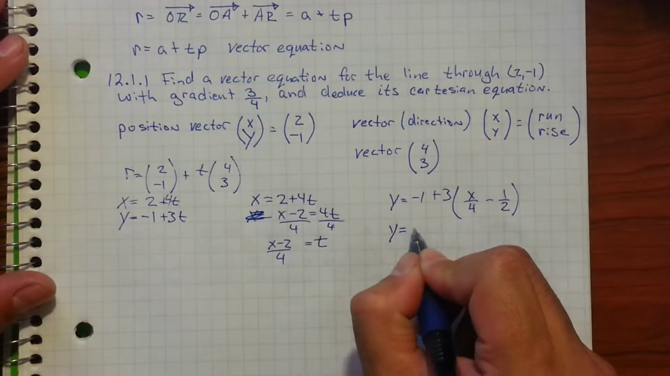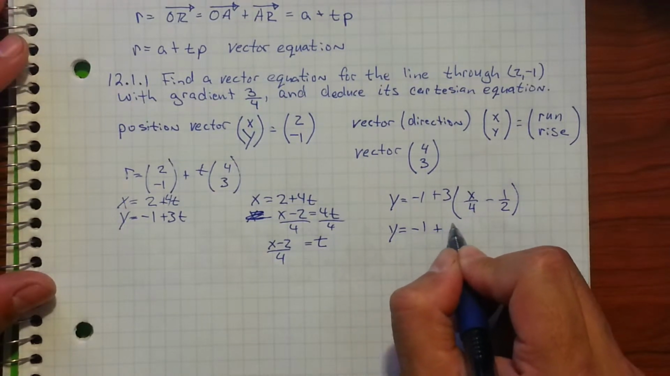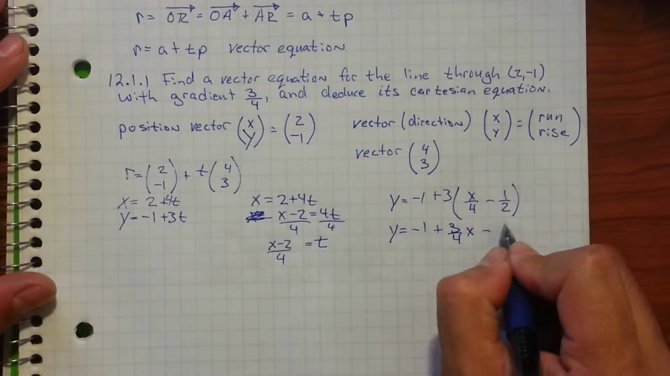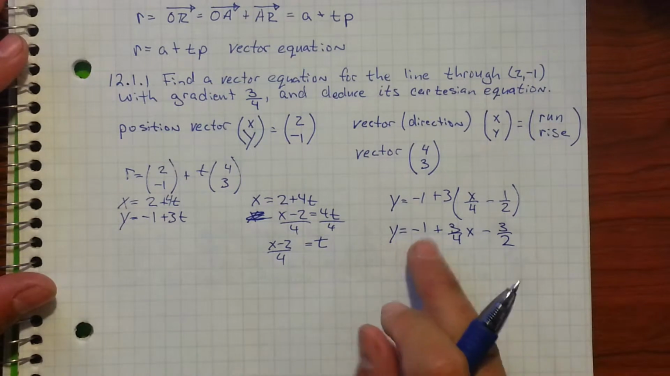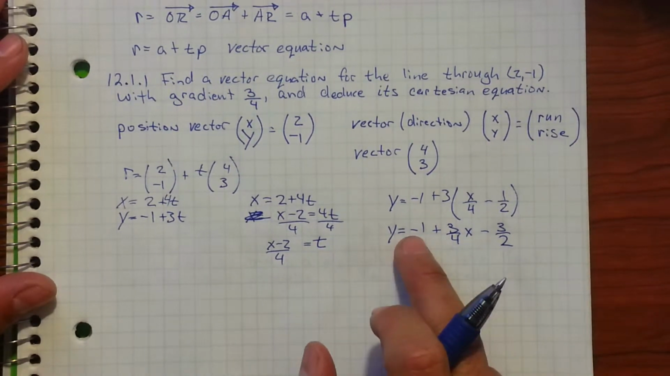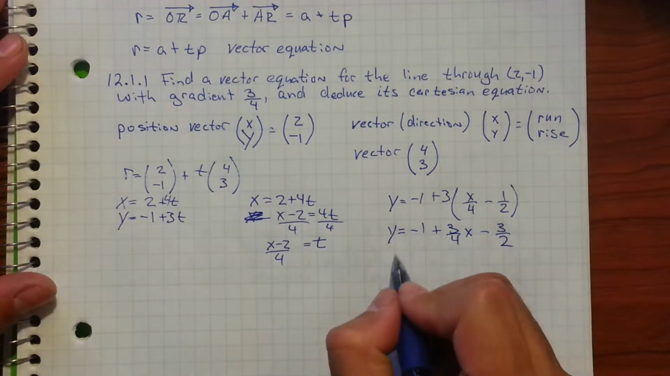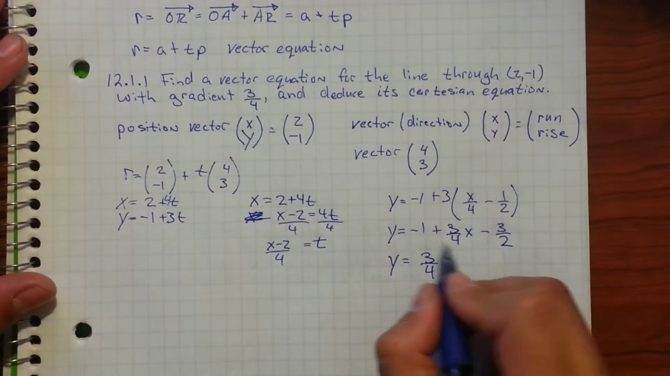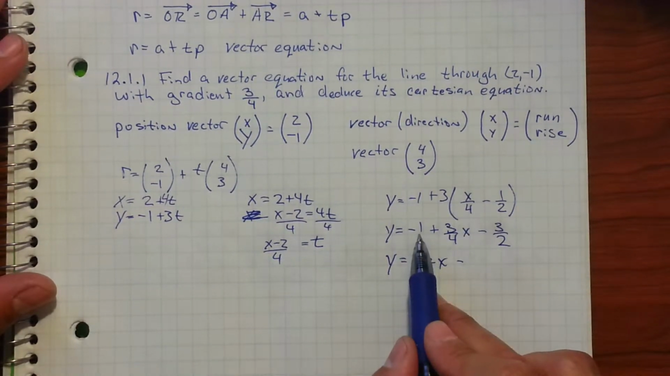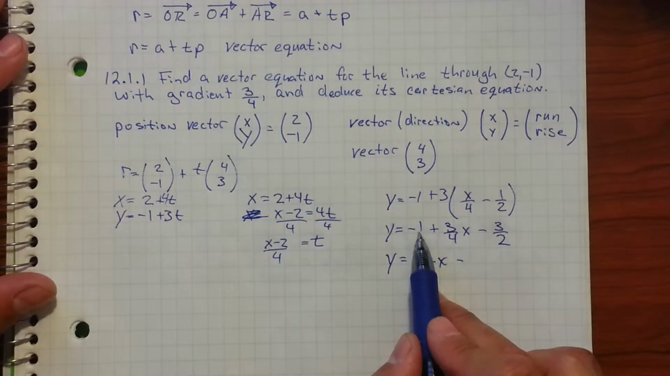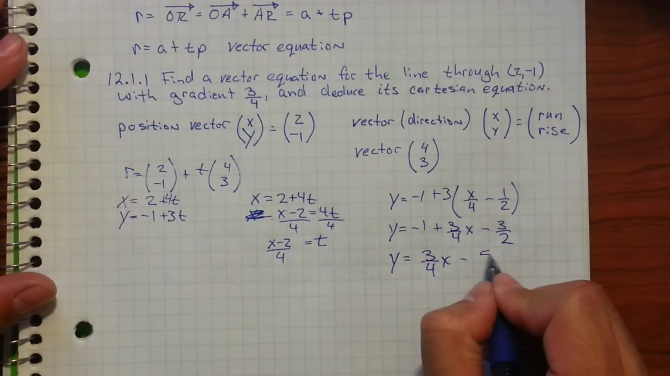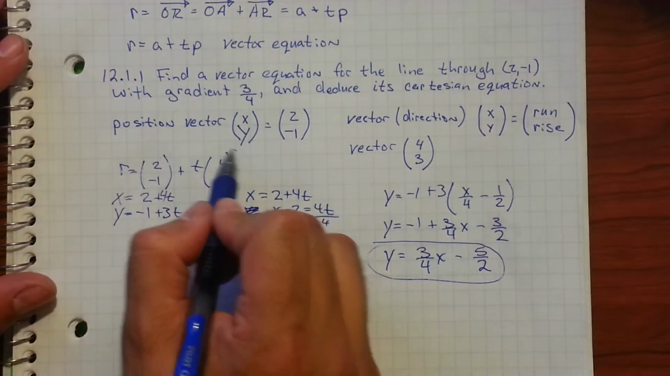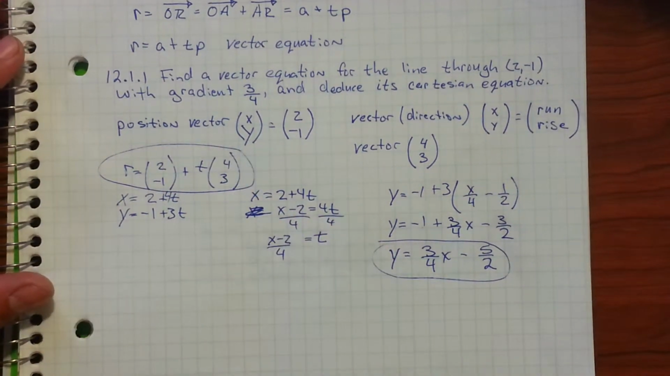So y equals -1 plus 3 over 4 x, and as I distribute I get minus 3 over 2. If I combine that, -1 is -2 over 2. So y equals 3 over 4 x, and I have -2 over 2 that I add to -3 over 2, and I get -5 over 2. So this is my Cartesian equation here, and this one right here is my vector equation.